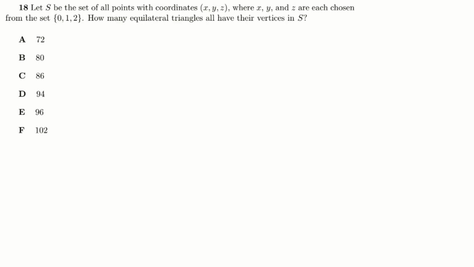So question number 18 then, let S be the set of all points between 0, 1 and 2 in 3D space, picking a value between 0, 1 and 2. How many equilateral triangles can we make out of these points that all exist in here?